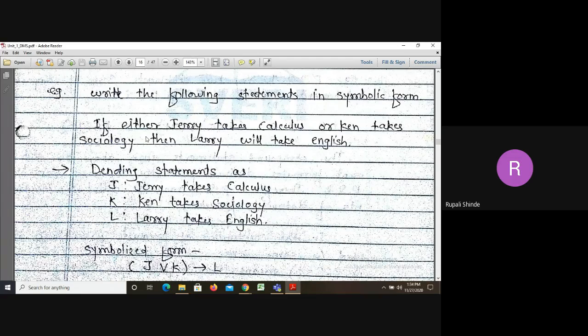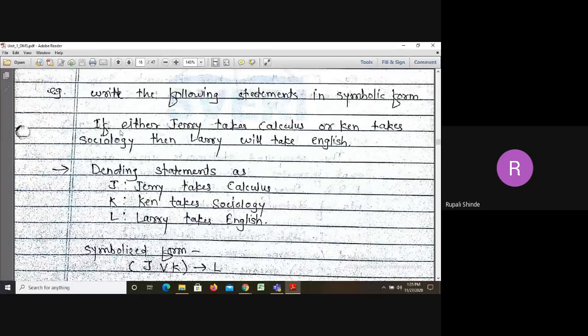So first of all, we have to identify how many statements are here, that is, atomic statements without any connective. So first we can take J as Jerry takes calculus. This is the first statement. For the second statement we have taken variable K, so K as Ken takes sociology, and L as Laurie takes English. So here three statements are present. Those are atomic statements. So now we can transform this sentence into symbolic form.